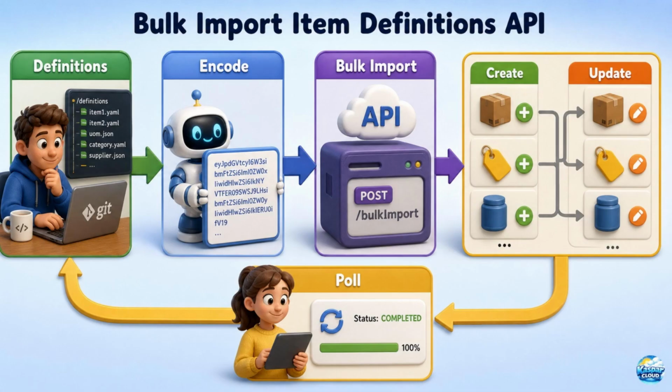The bulk import item definitions API provides another powerful deployment mechanism for Microsoft Fabric CI/CD workflows. Instead of relying on a deployment library wrapper, a pipeline can directly read Fabric item definition files from a Git repository, encode them into the required payload structure, and submit them to Fabric's bulk import endpoint. The API can create new items or update existing items in place, while Fabric automatically manages dependency ordering during deployment. After the request is submitted, the pipeline monitors the associated long-running operation until deployment is completed successfully.